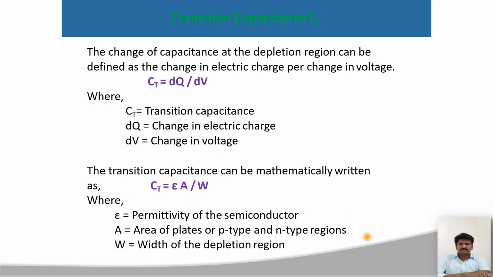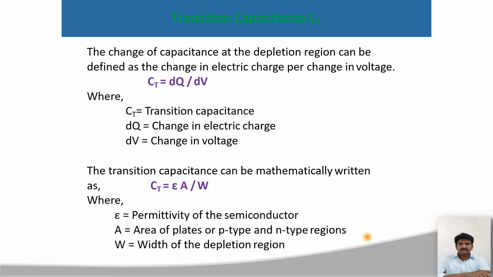The change of the capacitance at the depletion region can be defined as the change in electrical charge per change in voltage, that is dq by dv. So it is the transition capacitance. dq is a change in electric charge and dv is a change in voltage. It means how much amount of electrical charge carriers are moving and how much voltage change takes place, depending upon that the transition capacitance is calculated.